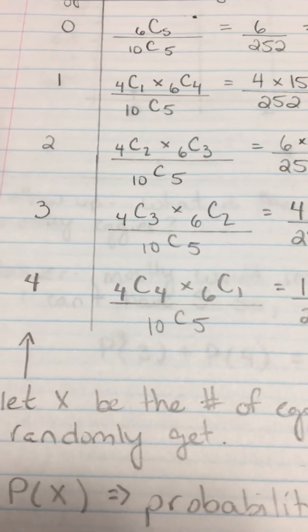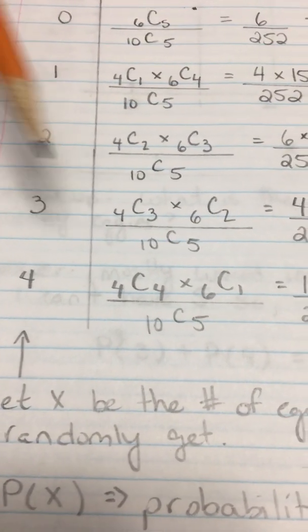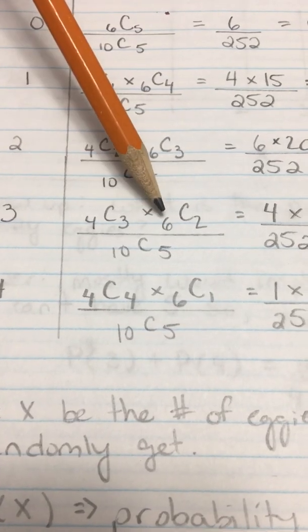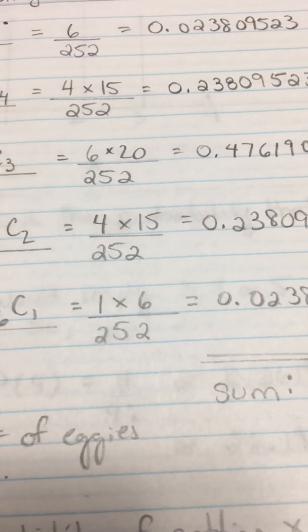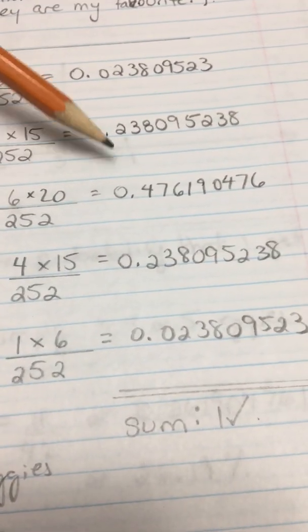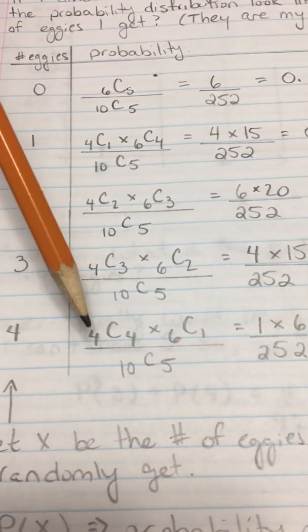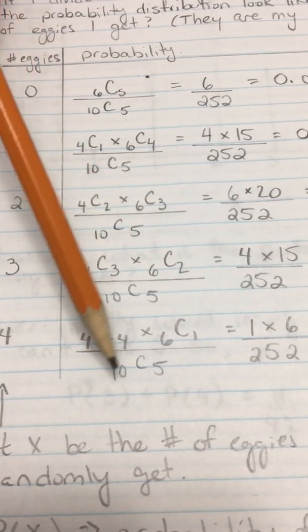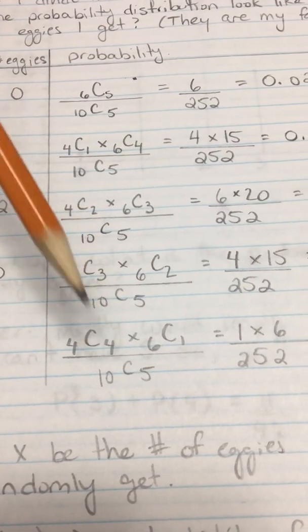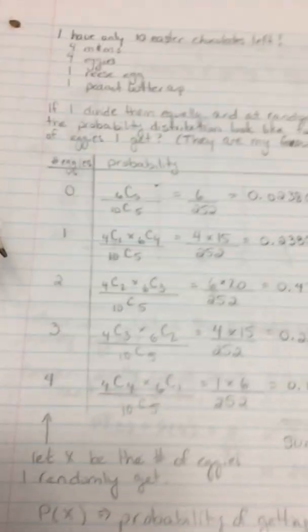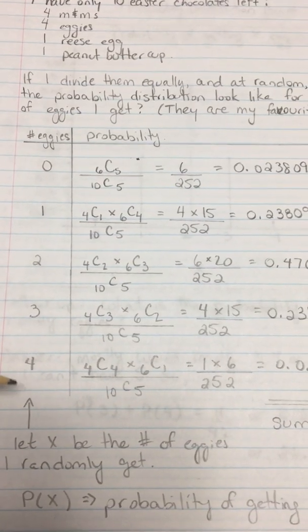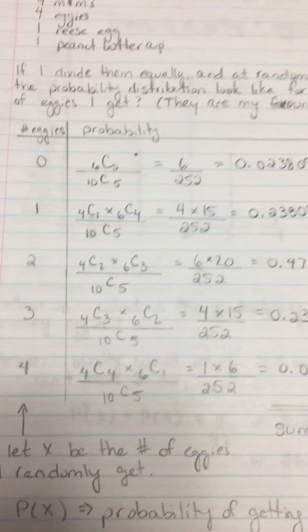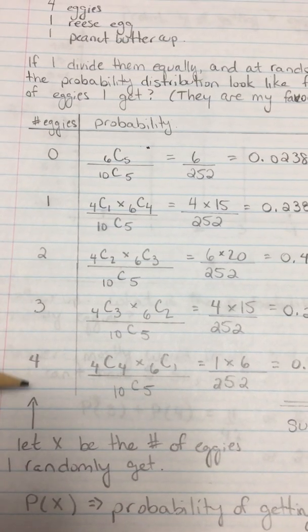I could also get 3 Eggies randomly in my pile of 5, which is 4 Eggies, choose 3 of them, and then from the 6 other candies, choose 2, which gives me 4 times 15 over 252. And if we notice, that's the same number that we got earlier in our chart. And then lastly, I could get 4 Eggies. 4 choose 4 times 6 choose 1 divided by 10 choose 5, because I'm getting all 4 of the Eggies and 1 other candy. Now it's important to note in this probability distribution that I cannot get 5 Eggies because there aren't 5 available. But in some circumstances, if there was enough available, 5 would definitely be included down here in that chart.